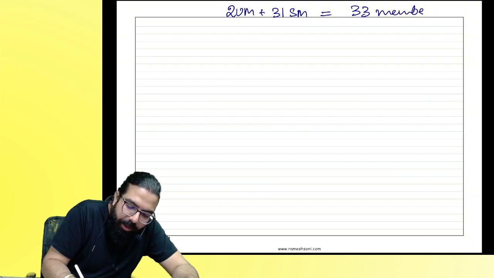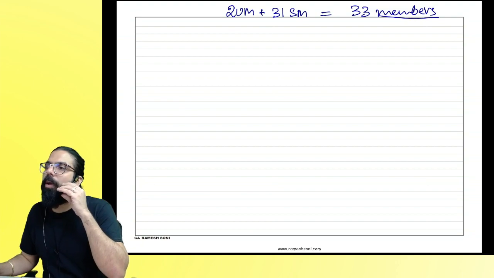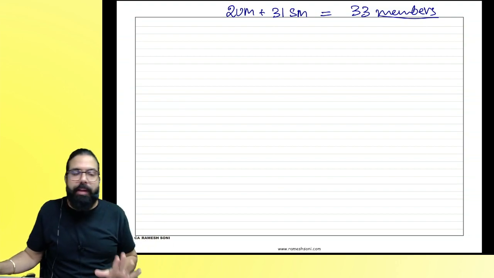33 members. Anyone, any doubt till here? How many members are there in the GST council, everyone? 33 members. Can we go ahead, everyone?